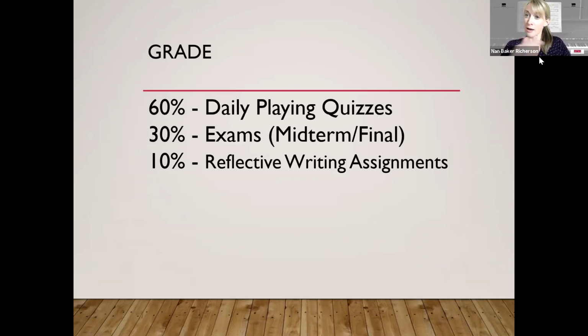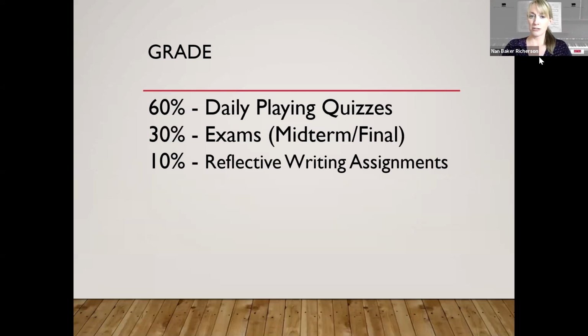And then how am I going to grade the students? Because that's definitely what they are all thinking about when they're sitting in class on the first day. What do I need to do well, to get to the next level? I have to have these classes to graduate. So I break down my grade this way: daily playing quizzes, exams, and then reflective writing assignments. The reflective writing assignments, that is a requirement for the university where I teach, so you may or may not have that as part of the grading scale where you are.